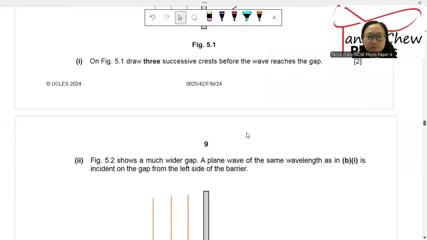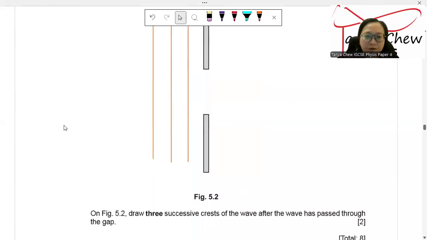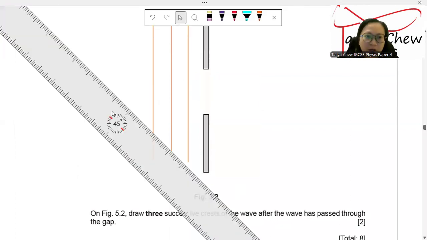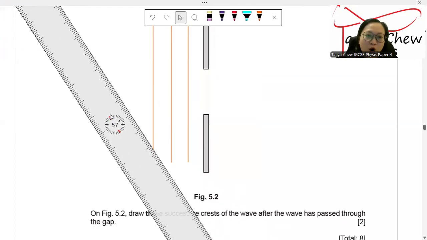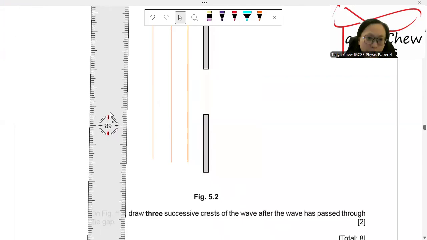That's it. Now the second part, Fig 5.2 shows a much wider gap. A plane wave of the same wavelength as in B part 1 is incident on the gap from the left side of the barrier. So on Fig 5.2, draw three successive crests of the waves after the wave has passed through the gap. Now, since the gap is larger, you don't have to draw that much of the diffraction, not much of the spreading will occur.